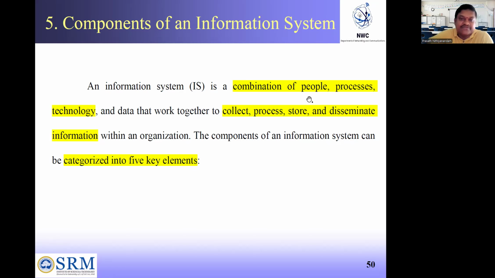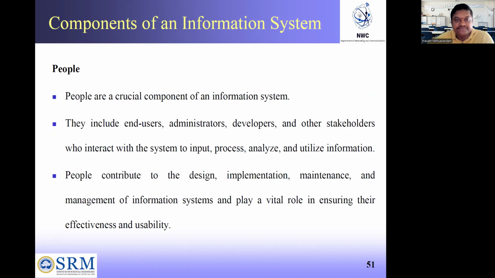The information system, or IS simply, is a combination of people, process, technology, and data that work together to collect, process, store, and disseminate information within an organization. So these components are not isolated, they interact and depend on each other to enable organizations to achieve their goals. Understanding these components is crucial for designing, implementing, and managing effective information systems.